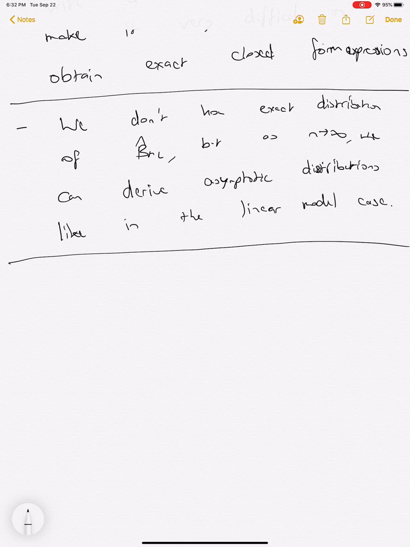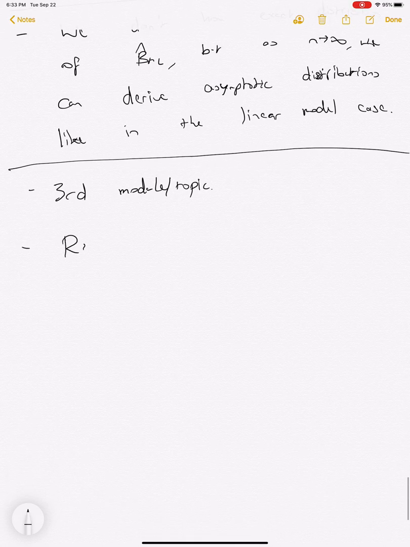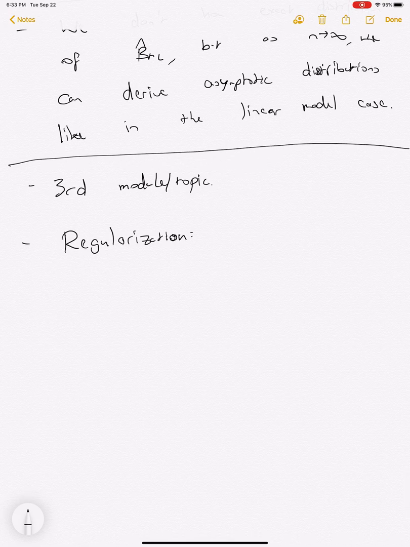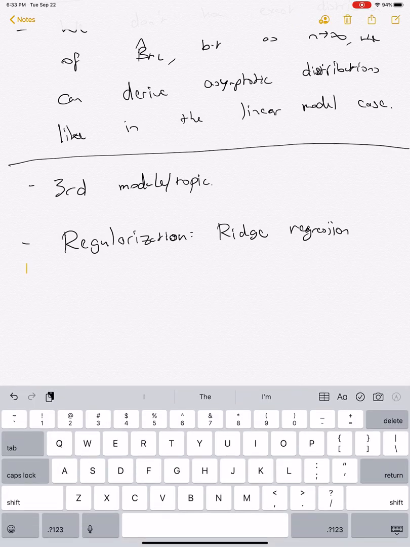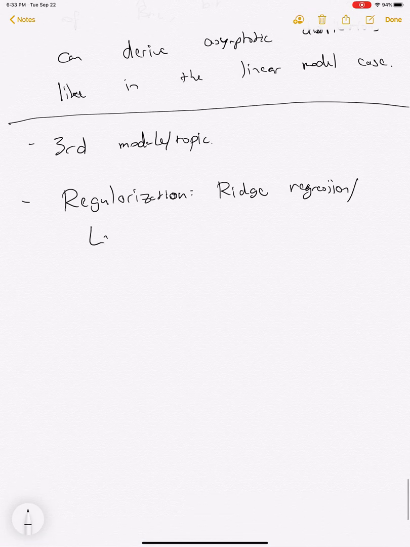So now we're moving on to the third module or topic, and that's this idea of regularization. In particular, we're going to focus on two types of regularization that are very widely used in statistics. We're going to talk about ridge regression, where you use a smoothness or an L2 type of regularization, and I'll be clear about what that is, and lasso or L1 regularization.